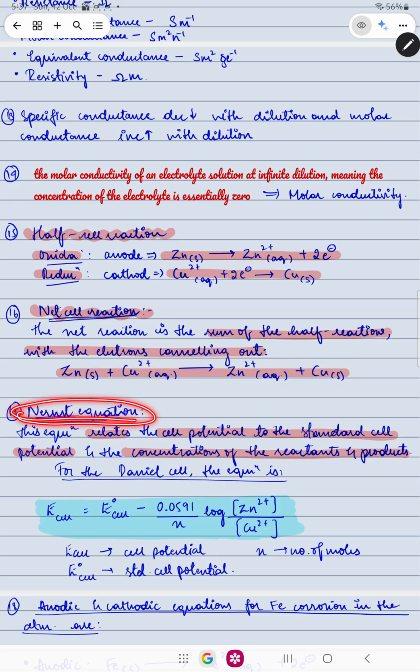Next is Nernst equation. This equation relates the cell potential to the standard cell potential and the concentrations of the reactants and products. For the Daniell cell, the equation is E cell is equal to E naught cell minus 0.0591 upon n log zinc 2 plus upon copper 2 plus. E cell is the cell potential, E naught cell is the standard cell potential, n is number of moles.